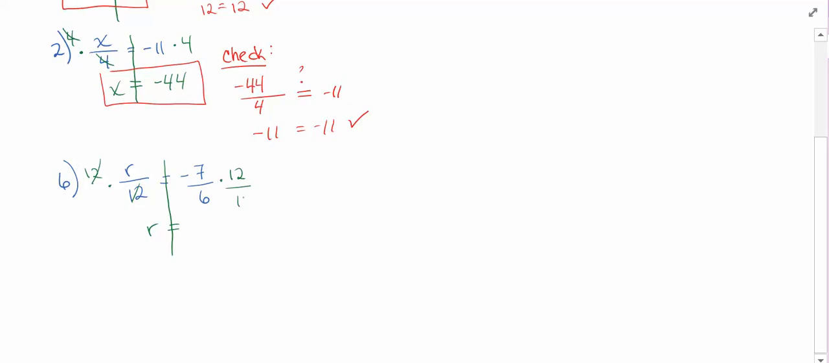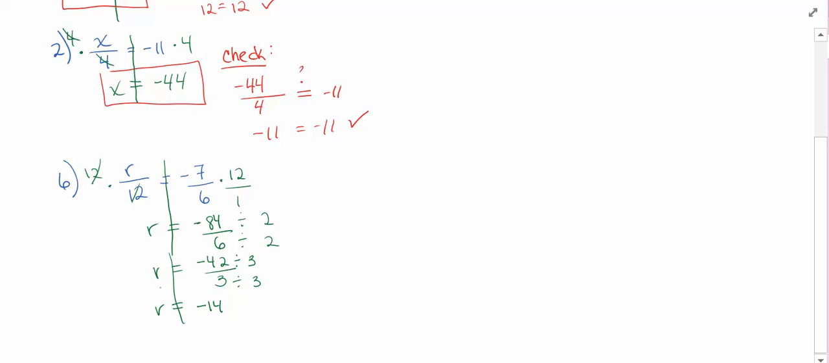You do have the variable by itself, and now we have to remember how to multiply fractions. Okay, so we have to multiply across the top. Negative 7 times 12 is going to be negative 84. 6 times 1 is just 6. Don't forget to reduce. It looks like I could probably divide the top and bottom by at least 2. Negative 84 divided by 2 is negative 42 all over 3. And I think they both can be divided by 3 again. Okay, so r is going to equal negative 14 over 1 or just negative 14.